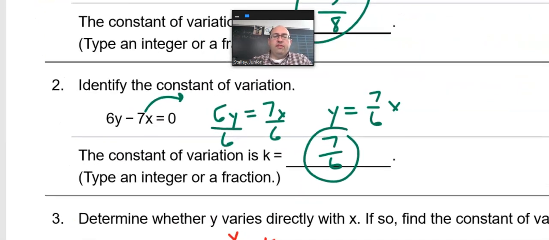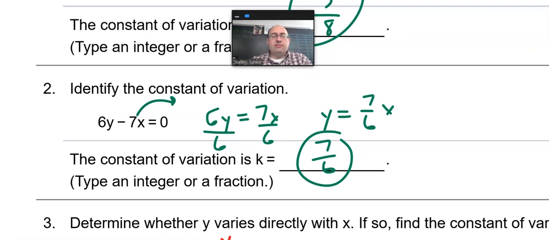Well, what if it's not solved for y? Then you have to solve it for y. That's right, folks. So you would add the 7x as we see in this picture, and then you would divide by 6. You would get y equals 7/6 x, and ding, ding, ding, the k value is 7/6.